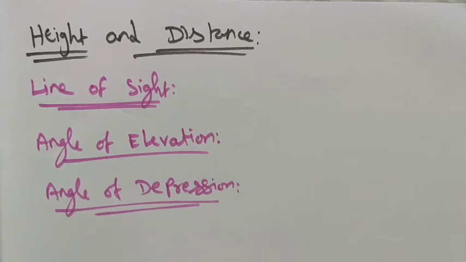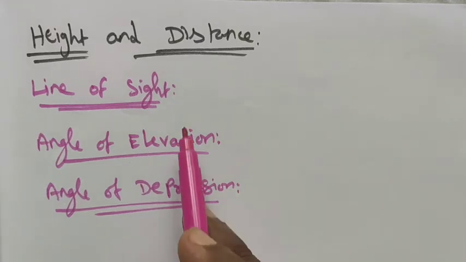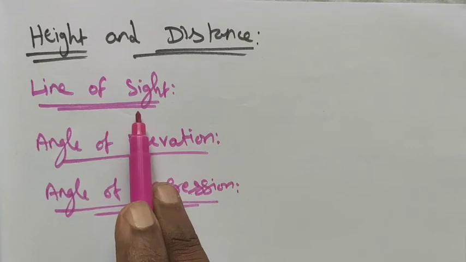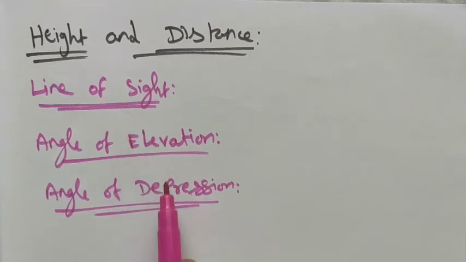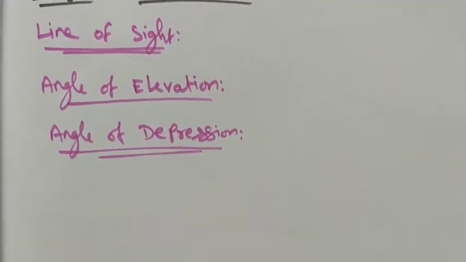Students, class 10 trigonometry. In this trigonometry we are going to see about height and distance, how you have to find the height and distance of objects without actual measurement using triangles. Here we have three subtopics: line of sight, angle of elevation, and angle of depression.